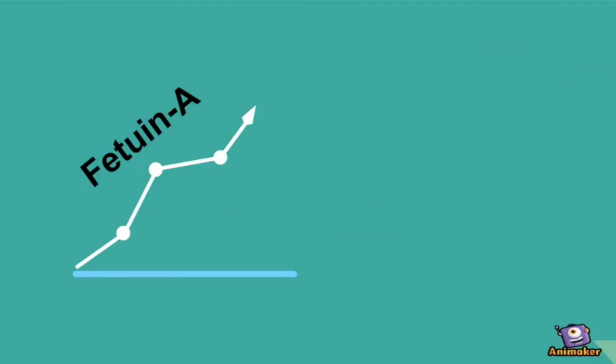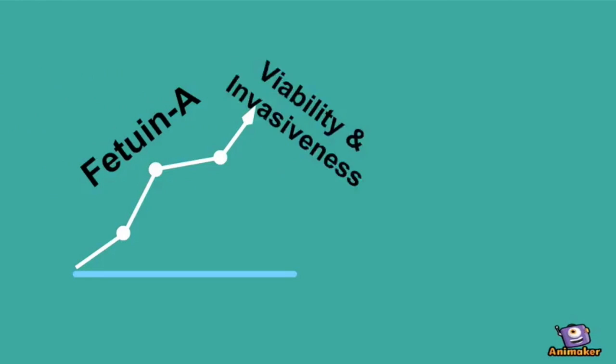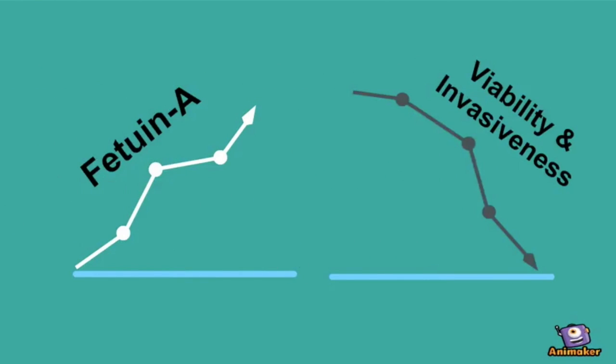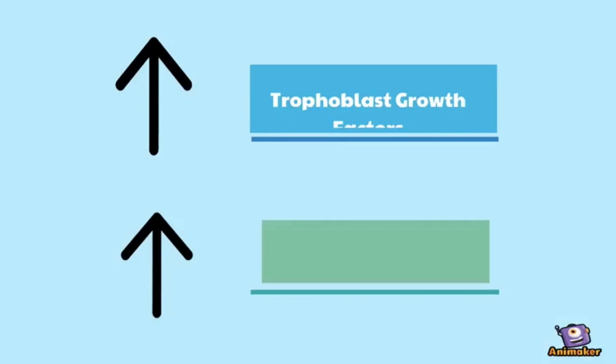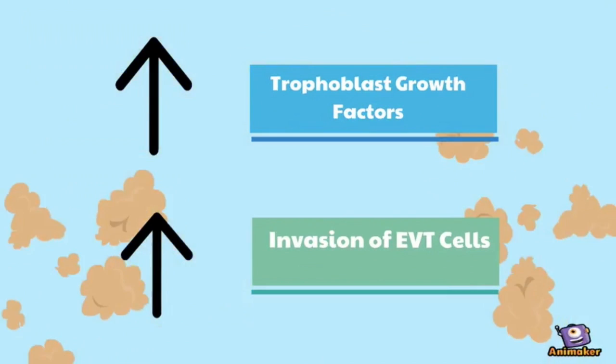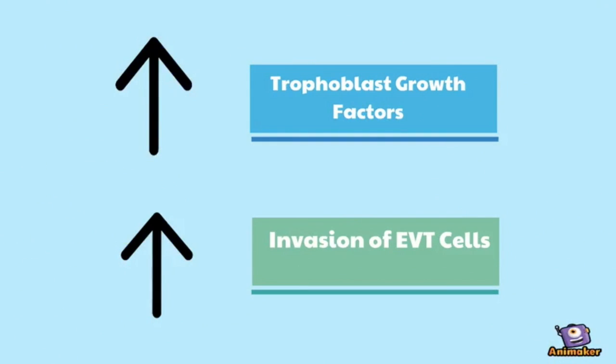Based on all the experiments in the study, the results indicated that high concentrations of Fetuin-A in cell media decrease the viability and invasiveness of human EVT cells. The data in Figure 4 supported and led to the conclusion. It was found that the added trophoblast growth factors increased the level of invasion of EVT cells through the membrane, confirming that different growth factors should be used to support or increase the invasion of EVT cells into the membrane.